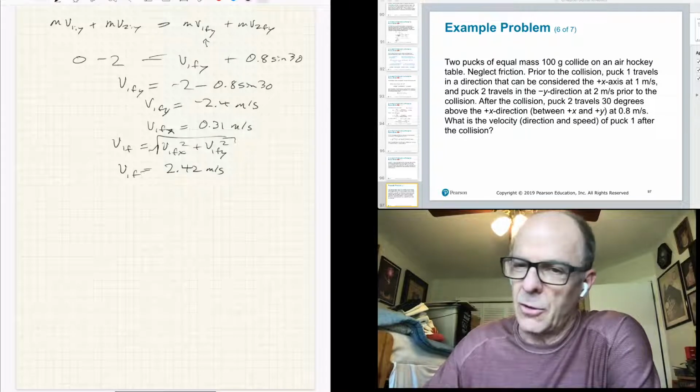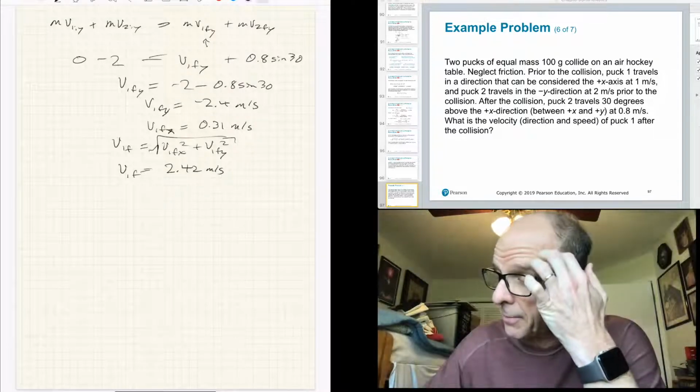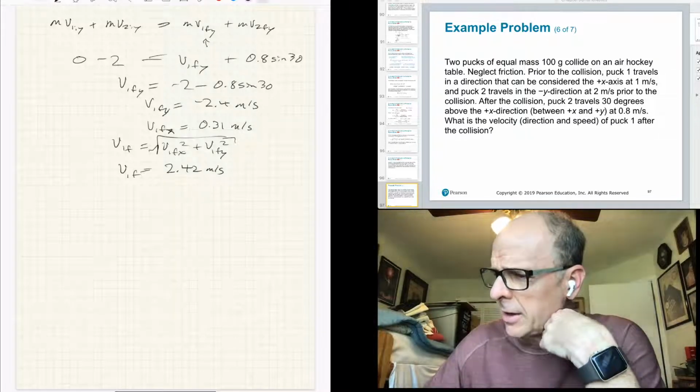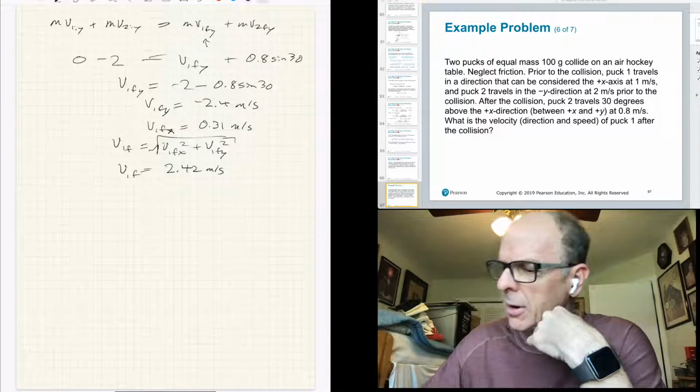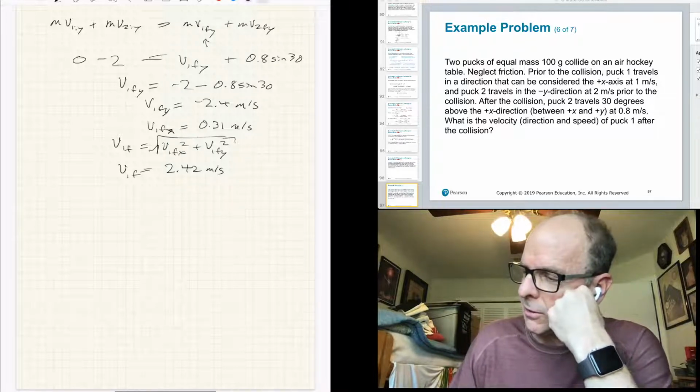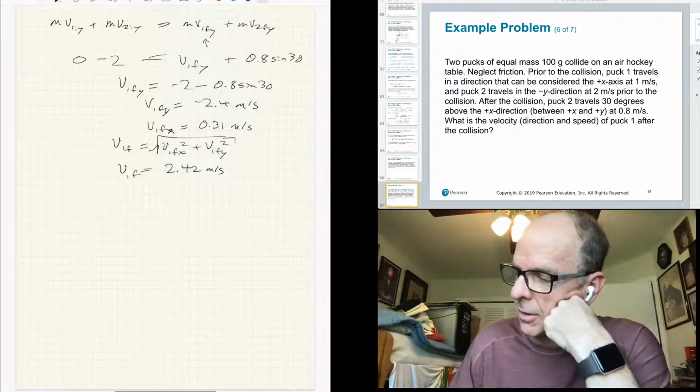The 2.4 is so much bigger than the 0.3. When you square it, it's way bigger, so it's not that much larger. In fact, if we round it to two significant digits, that 0.31 doesn't make any difference at all. So there's your final speed.